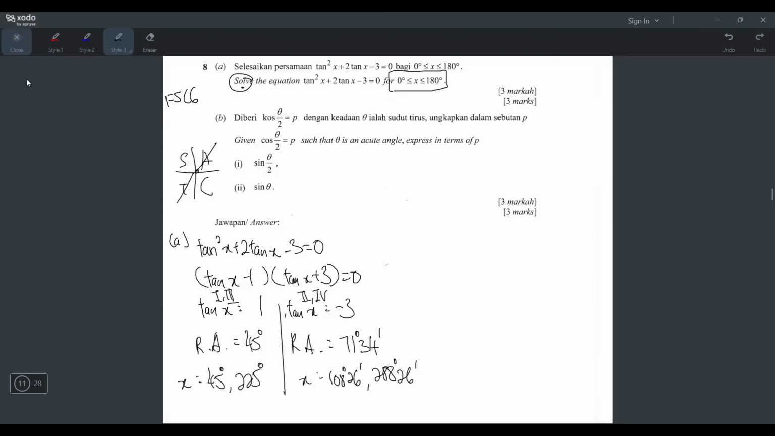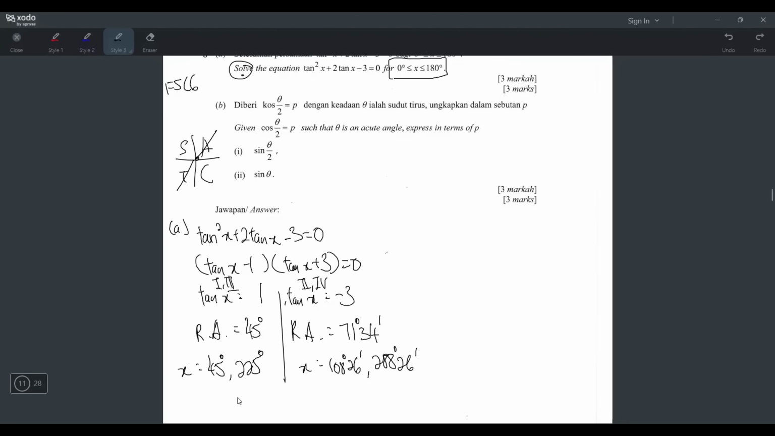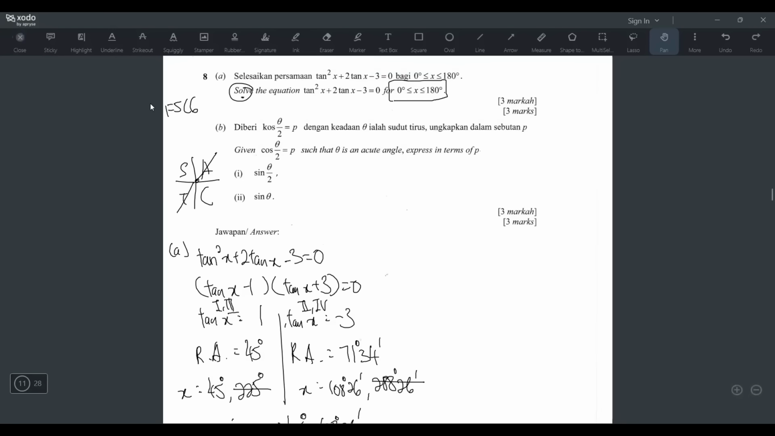Okay, finally, now we have to write our final answer. We have to combine the two answers here and combine the two answers here and write it in a row. Okay, tapi dia sudah cakap jawapan kena in between 0 and 180. So this one cannot take, this one cannot take. So the only answer yang boleh ambil is 45 degree and 108 degree 26 minutes. So that's the answer.